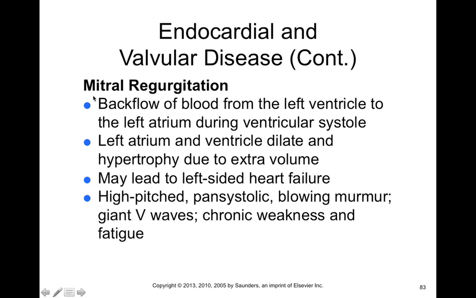Now, this differs from mitral regurgitation, because regurgitation means the valve doesn't close completely. This causes a backflow of blood from the left ventricle to the left atrium while the ventricles are contracting. This causes the left atrium to also dilate and hypertrophy due to extra blood being forced back up into the atrium, and this could progress to left-sided heart failure if left untreated. What this sounds like is a high-pitched pansystolic blowing murmur. You can see V waves that can occur when measuring blood pressure, as well as chronic weakness and fatigue.